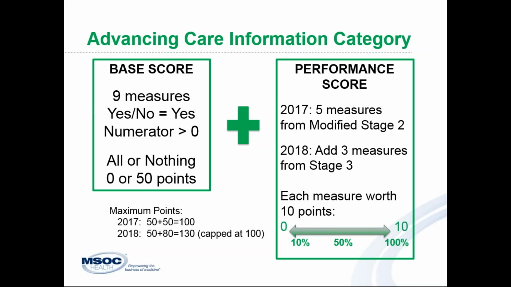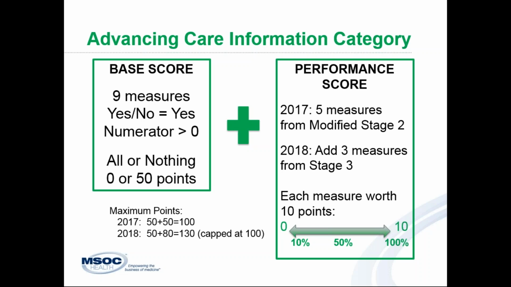Now, on the performance score side, there are 5 measures, and they are 5 of the measures from the modified stage 2 rules that we're using this year in 2016, same as last year. And for these, every score that you make is going to be converted to points. So if you score 100% on the measure, you're going to get 10 points for that measure. If you score 10% on the measure, you're going to get 1 point. And if you score 50%, you're going to get 5 points, and every number in between. So there is no more threshold you have to pass. You just get more or less points depending on what your score is.